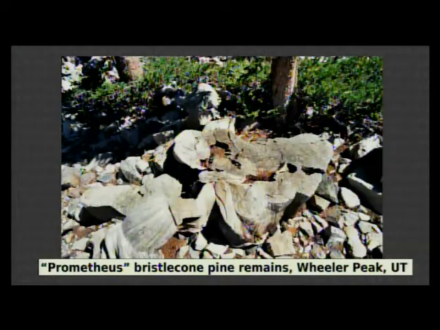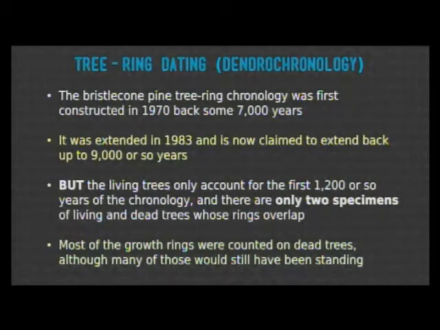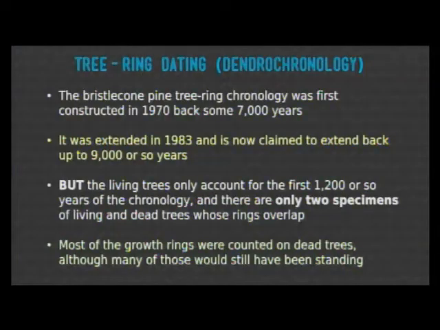Here again are the remains of that ancient bristlecone pine in Utah. Now, the bristlecone pine tree ring chronology was first constructed back in the 1970s and supposedly extended 7,000 years. It was extended in 1983 and is now claimed to go back over 9,000 years. But here's the interesting point. The living trees only account for the first 1,200 years or so of the chronology.